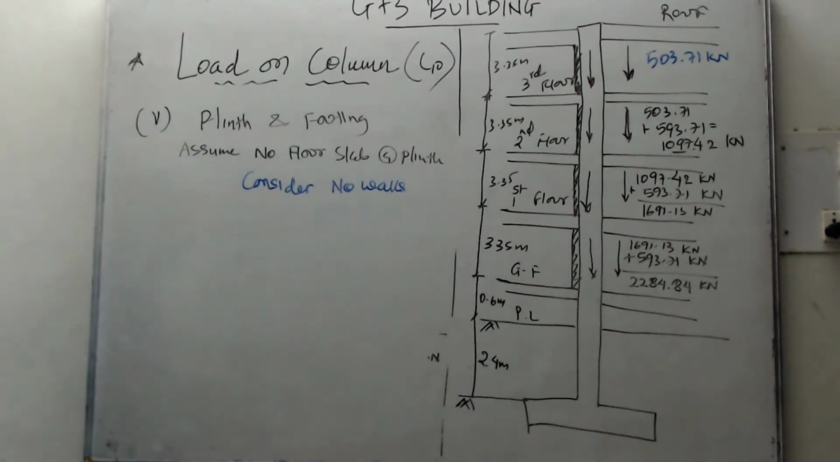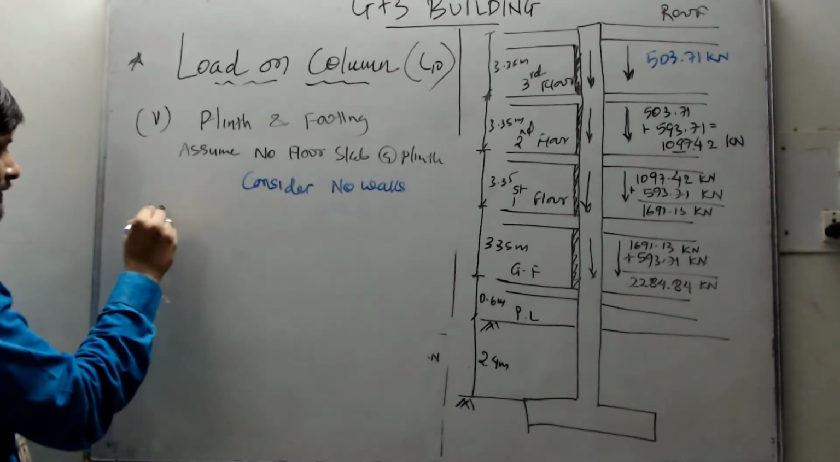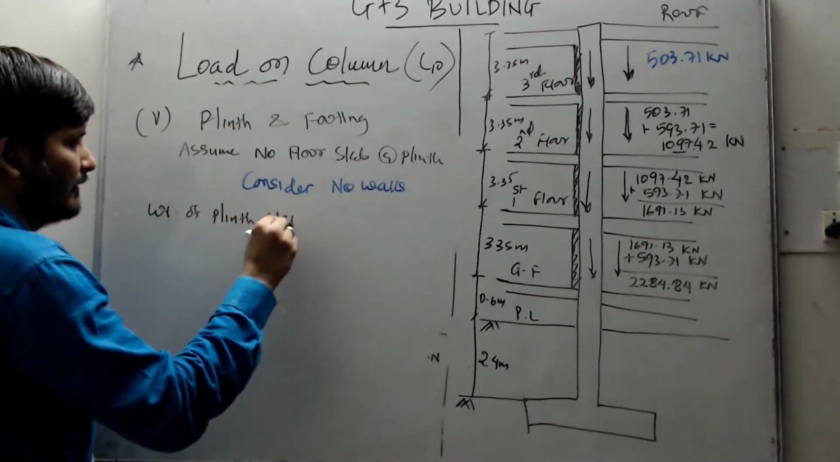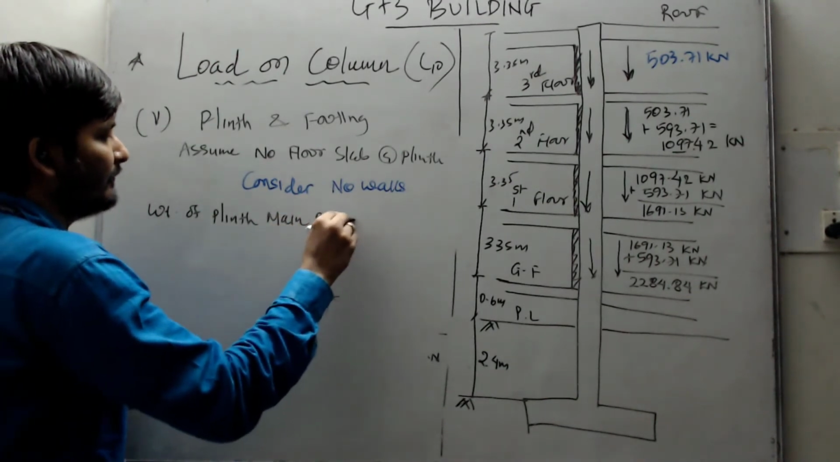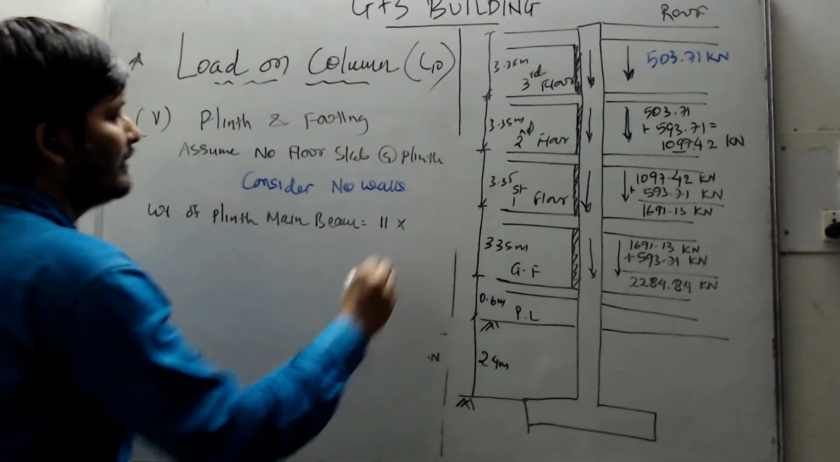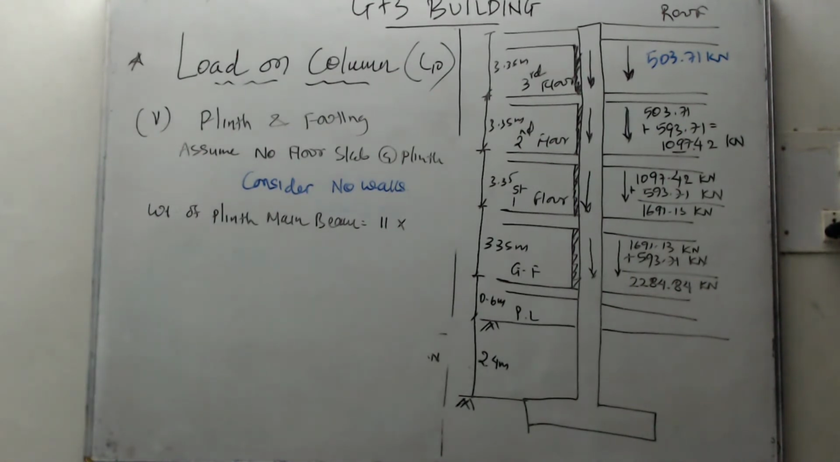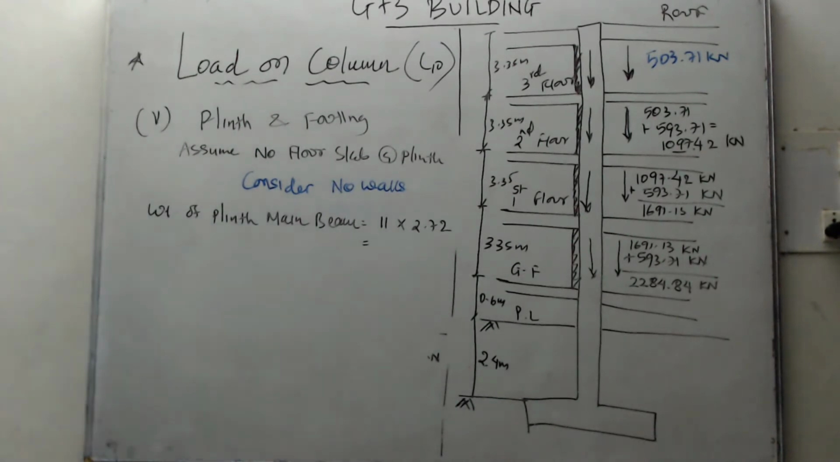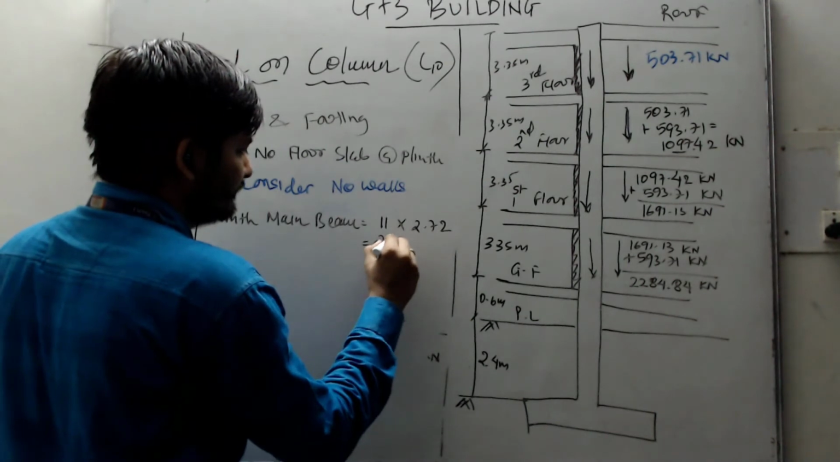To be assumed, right? So consider no walls, only plinth beams. So weight of plinth main beams, let us calculate. So we know the length of main beam, multiply by weight of main beam, we already calculated, that is 2.72. We are keeping the sizes same, so we get 29.92 kilonewton.